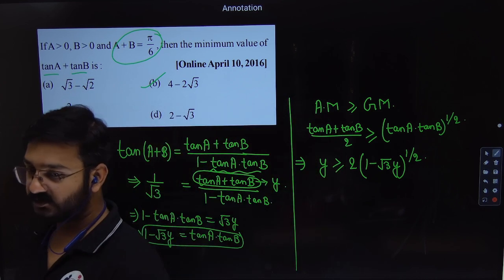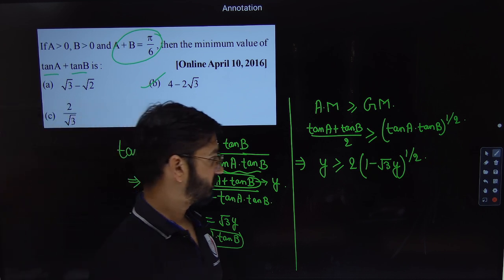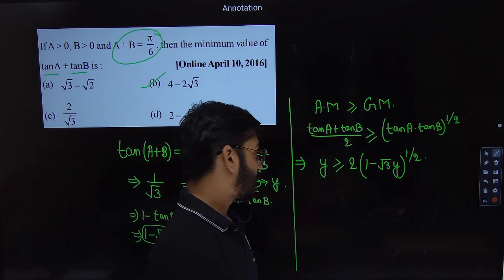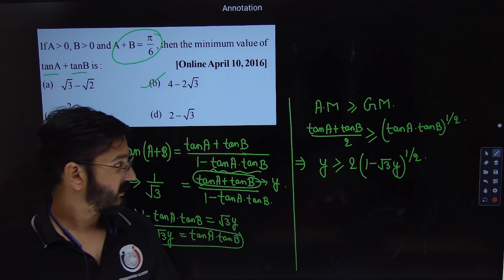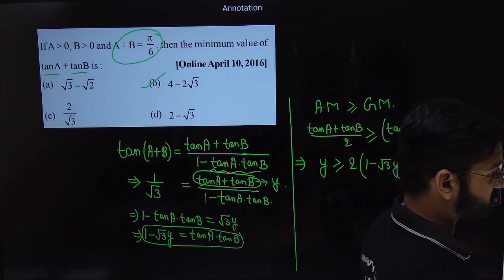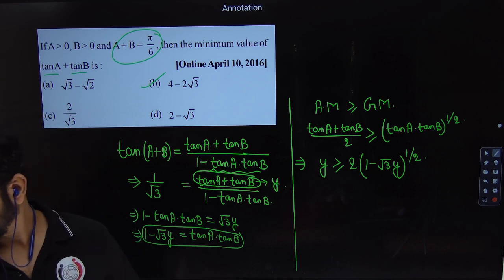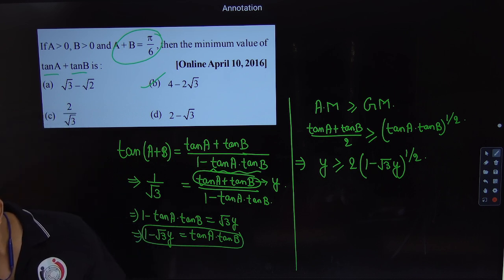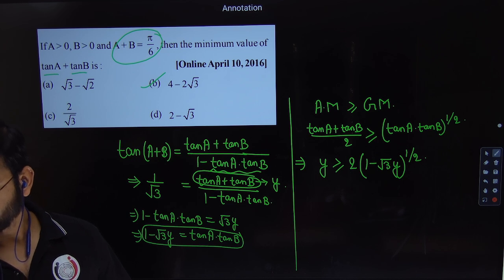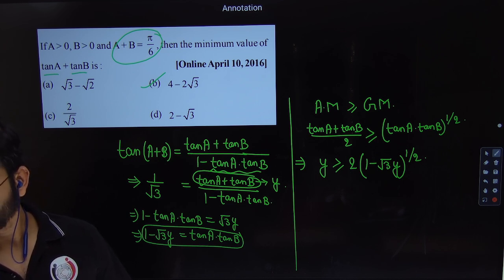Obviously, it's a quadratic equation. Two values will come. You'll ignore negative. I'm not solving the quadratic. I expect that all of you can solve the quadratic equation. Square both the sides. Getting? Not getting? Yes, sir. It's option B, sir.